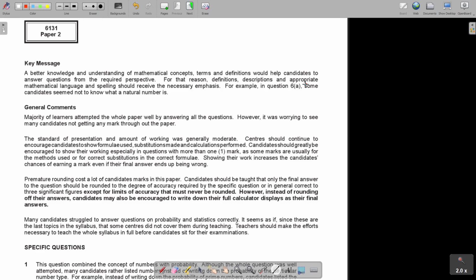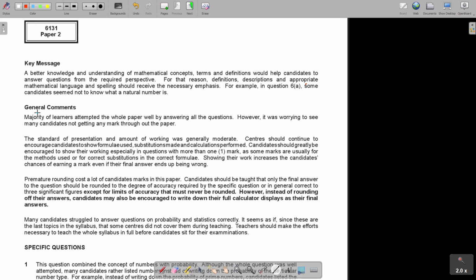Okay, so especially if you come to grade 11 phase, you must use the correct words and you must even know how to spell it. For example, in question 6.8, some candidates seem not to know what a natural number is, and that all stands on page 4. So make sure you know that summary very well.